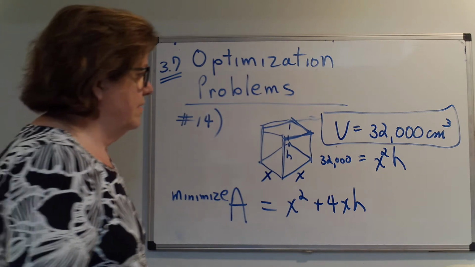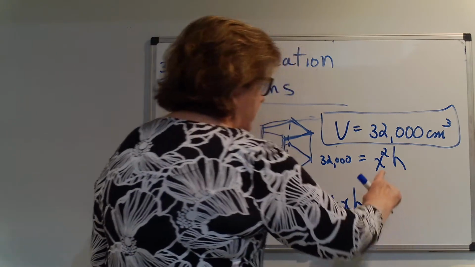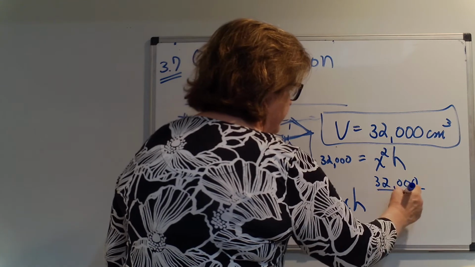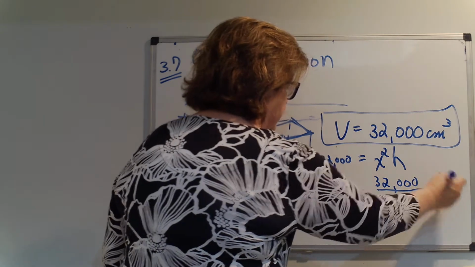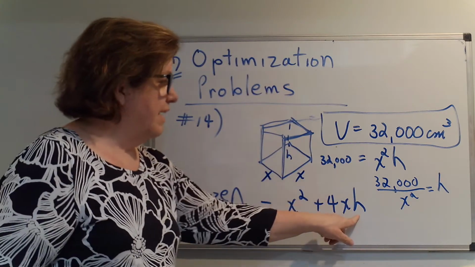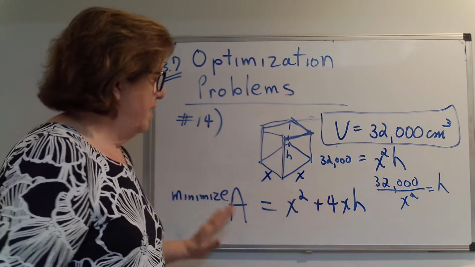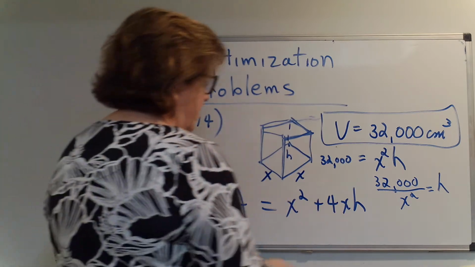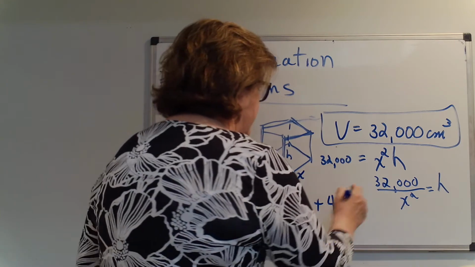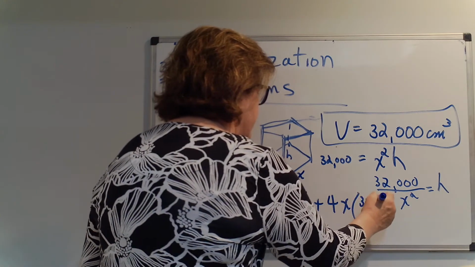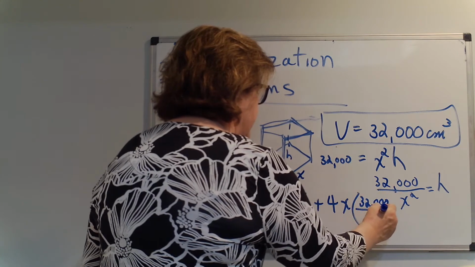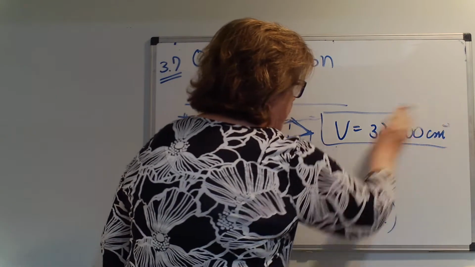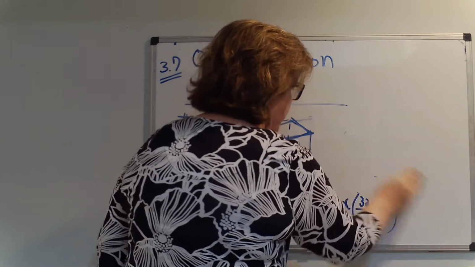What we can do is solve for h. Divide both sides by x squared. And then we could put that into this formula for h, and then we would have A just in terms of x. So I'm going to do that. I'm going to put this h in here: 32,000 divided by x squared. Good. Okay, I'm going to get rid of this now so we have more room to write, but you can keep it written down.